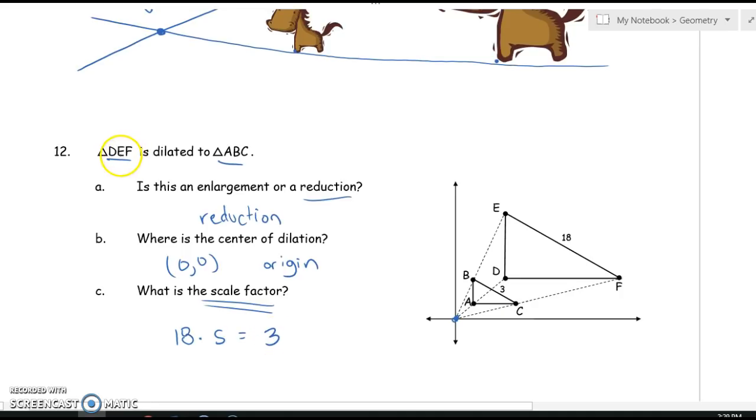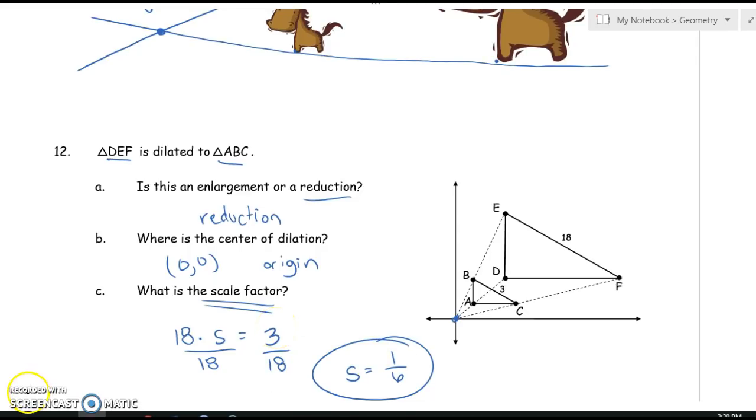Make sure that it's the triangle that you start with times s equals the new triangle. And then you divide by 18 and reduce. So the scale factor is 3 over 18, or 1/6. All right, people tend to mess that up and they have the reverse and they say, oh, it's 6, but it's not. So be careful with that.